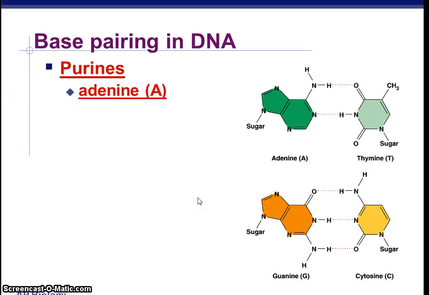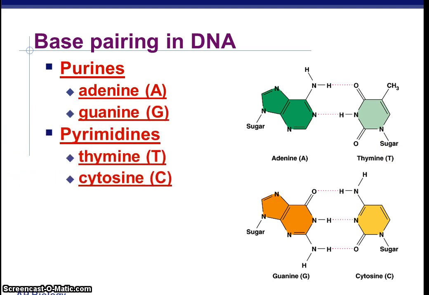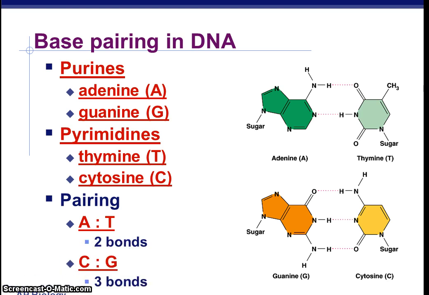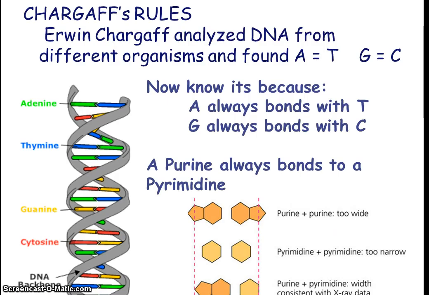Base pairing: you have your purines again, which have 2 rings, and pyrimidines, which have 1, and they're always going to pair together. So A and T always pair together. There are 2 bonds between them. C and G, there are 3 bonds between them.